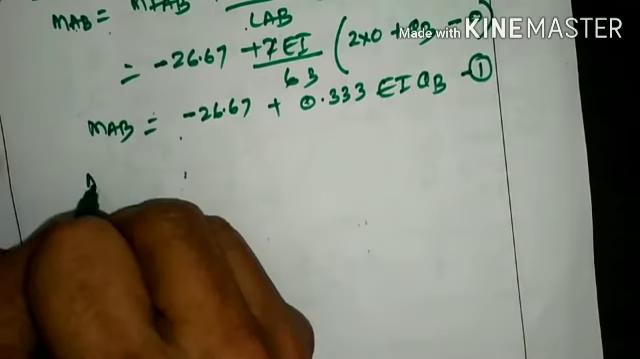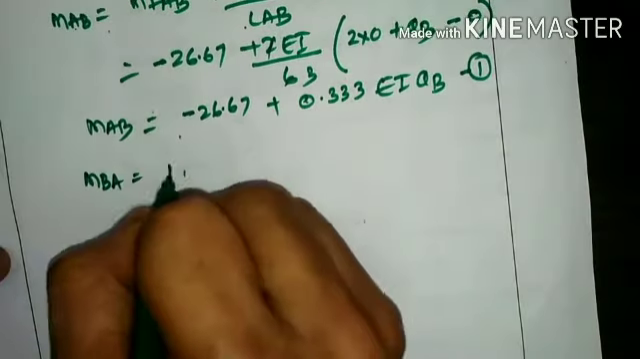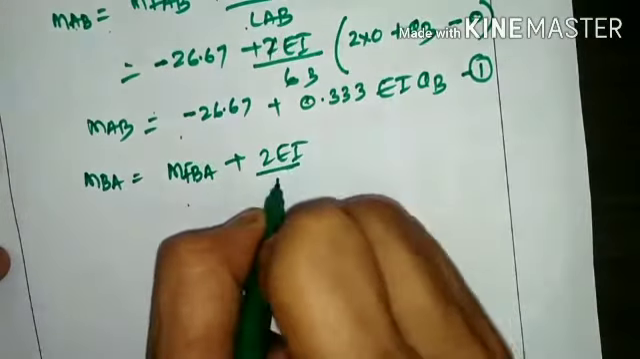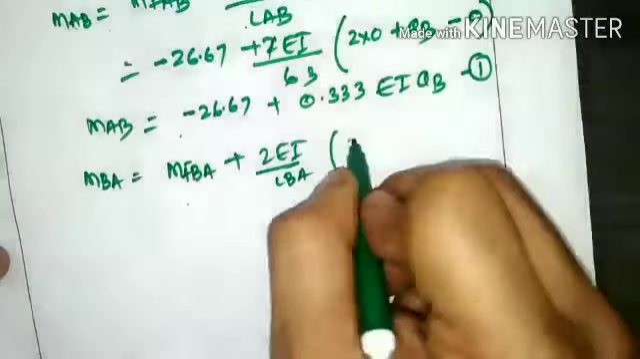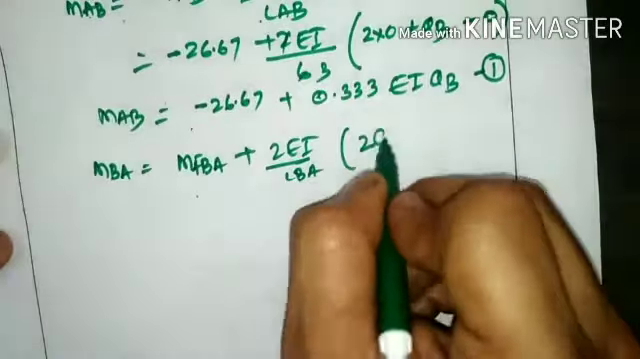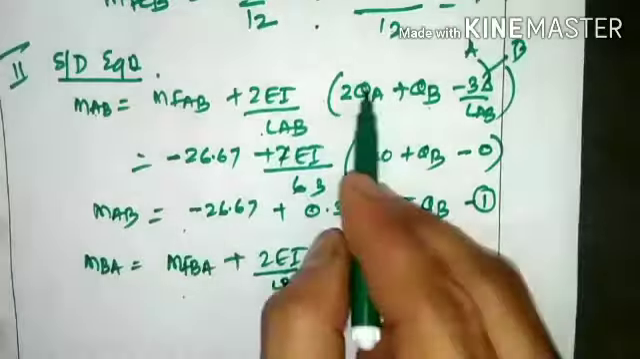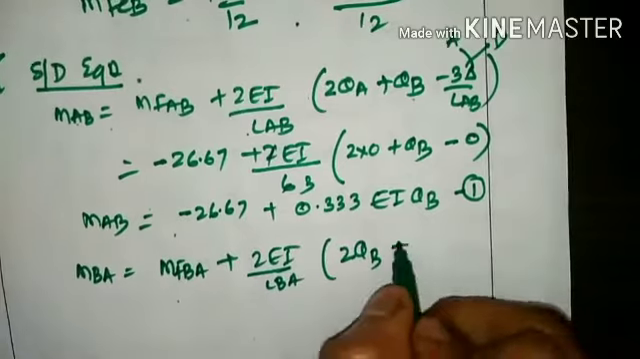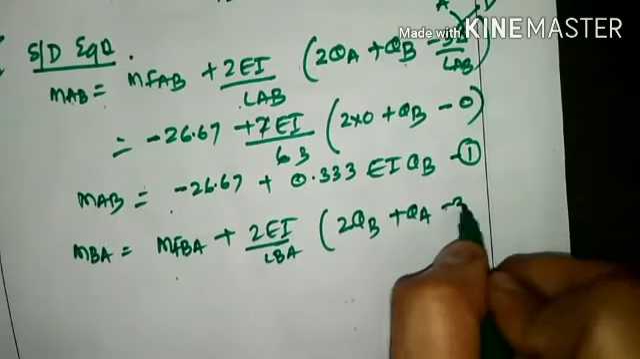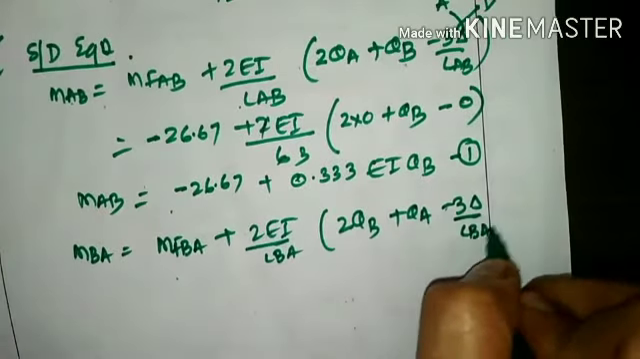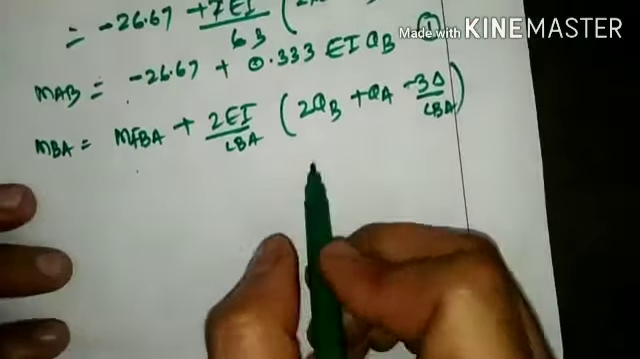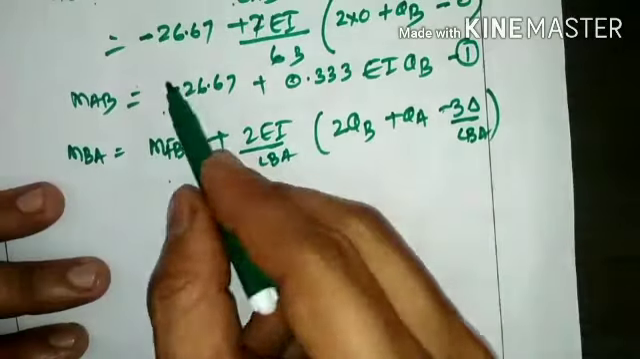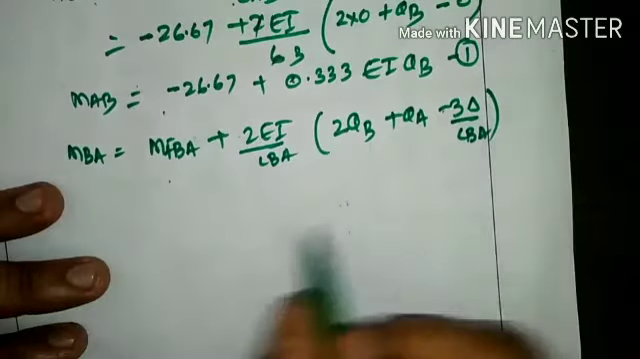Next, likewise, write the value of MBA. To write the value of MBA, it is MFBA plus 2EI divided by LBA. Now B is first here, so you are going to write it as 2 theta B. Earlier A was first, so you wrote 2 theta A. Here, 2 theta B plus theta A minus 3 delta divided by LBA. The boundary condition will remain the same as per the first equation, because whether you move from A to B or B to A, the end condition for the slope will remain the same.